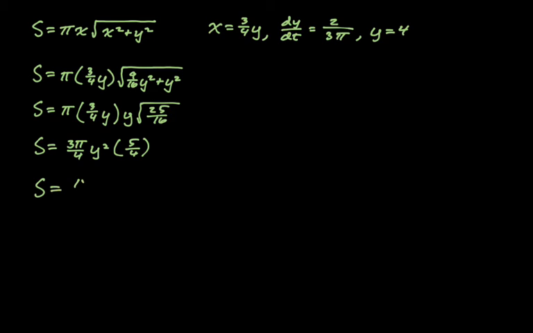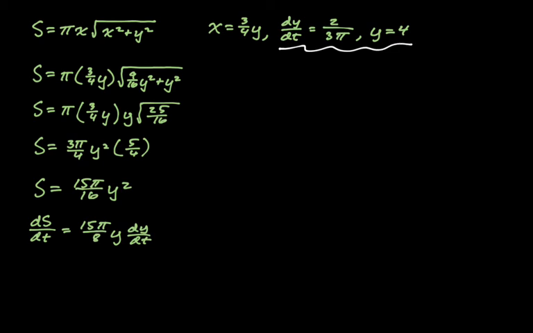Simplify this. We're basically done with this problem at this point. You probably jumped ahead. All right, dS/dt. So dS/dt is going to be 15 pi over 8 y dy/dt. We know what y is. We know what dy/dt is. We're plugging in. So we'll say at these values.